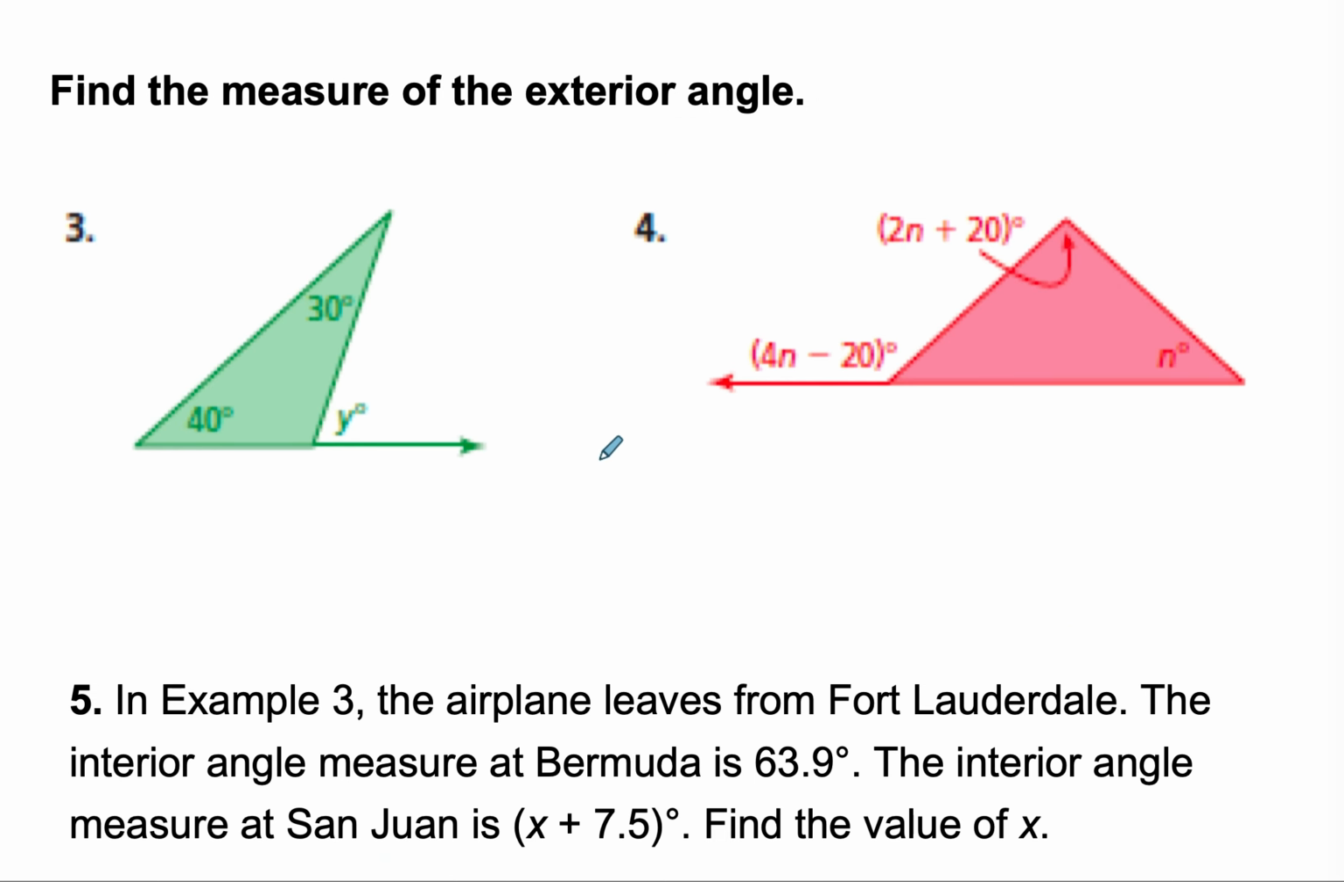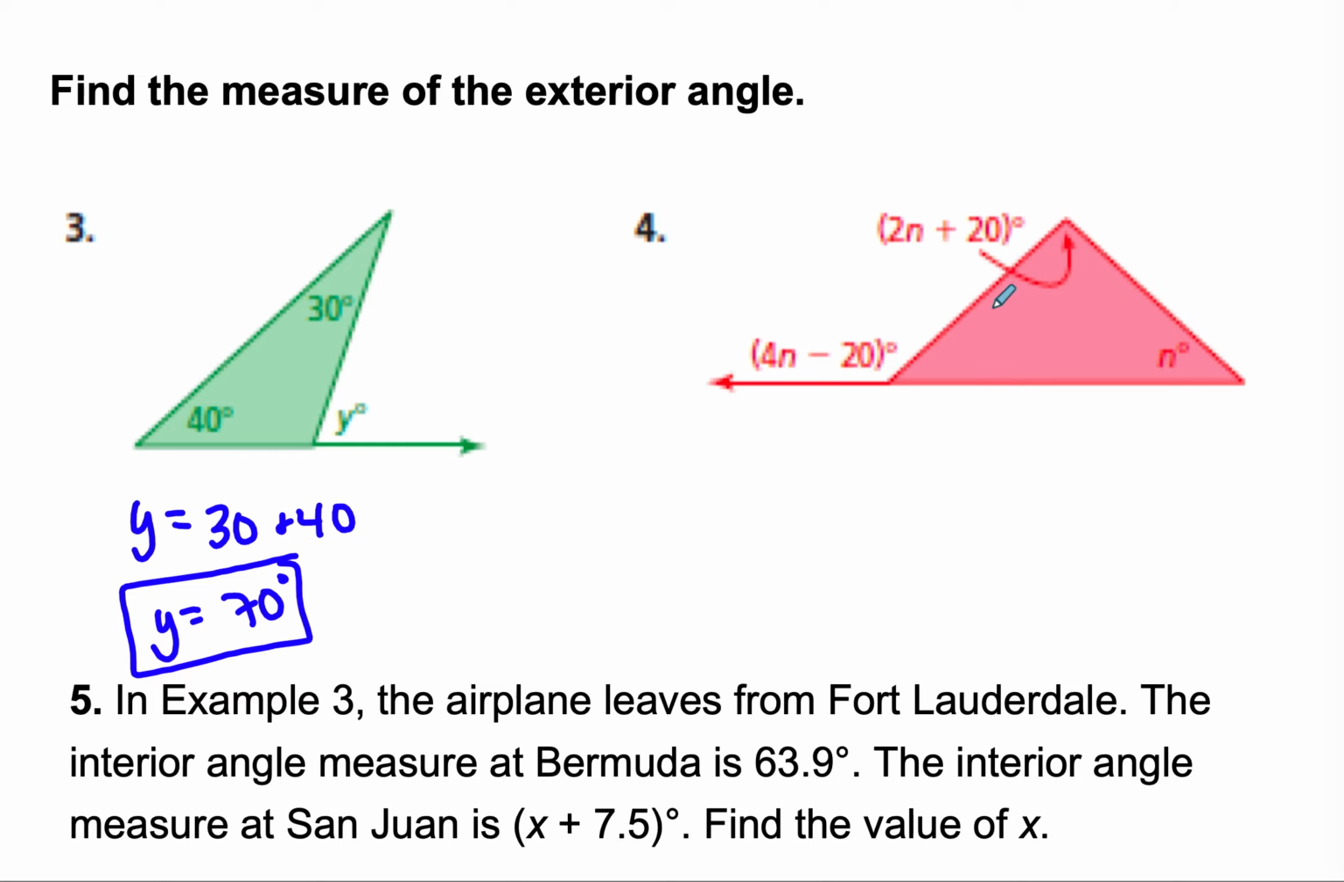All right, 3 more for you to try on your own. Go ahead and pause the video and try these 3 problems on your own. All right, let's check our answers. Number 3 and 4, find the measure of the exterior angle. Here, we're going to do y equals 30 plus 40. When I add those together, I get 70. You don't even really need the y equals part.